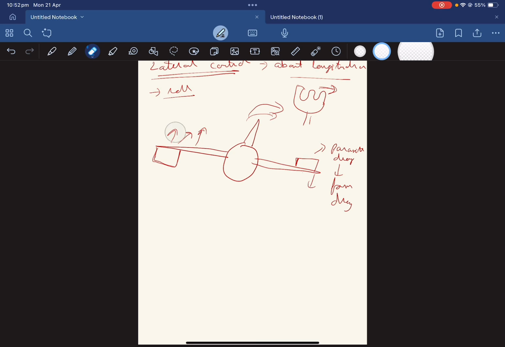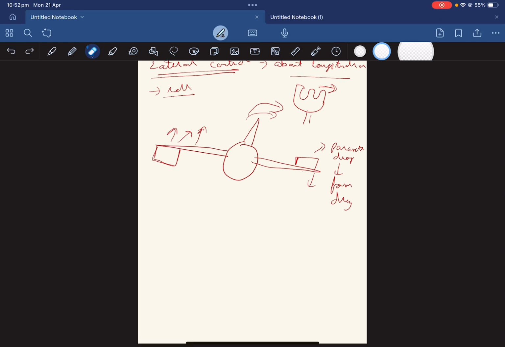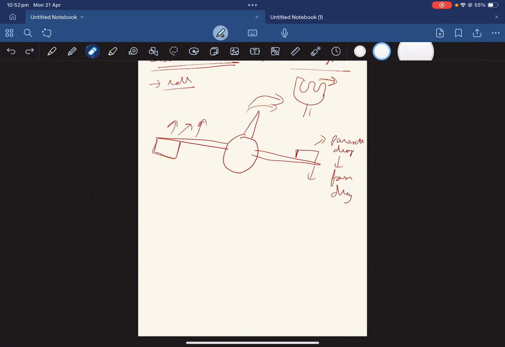And if it's creating lift, what is it going to create along with it? Induced drag. Yeah, that's correct. This is also going to create induced drag. So the thing is, this induced drag and this form drag. The issue is the induced drag is more compared to your form drag. So what happens? When you're rolling to the right, you have more drag on your left wing.